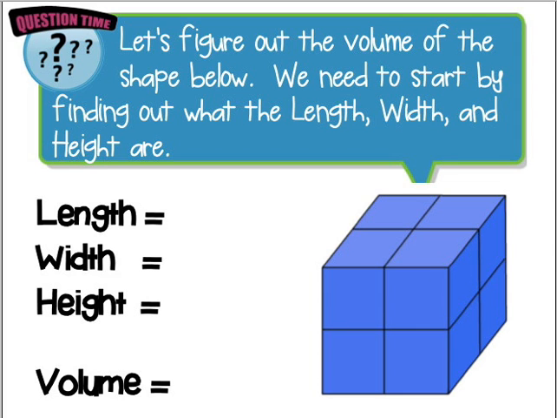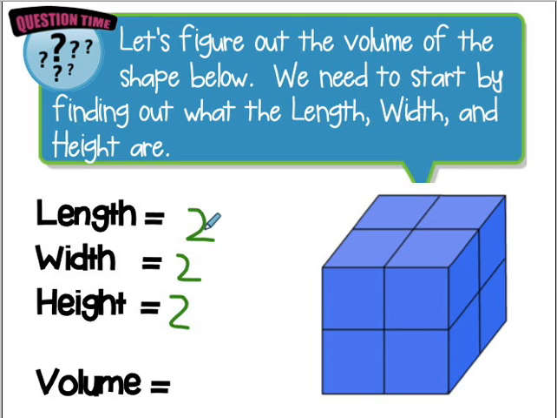So if we look at the shape below, to find the volume, we figure out first what is the length, width, and height. So first of all, we can see that the length goes from side to side, and so we know that the length is 2 squares. The height goes up, and we can see that that's also 2. And the width goes back, and we can see that that's also 2.